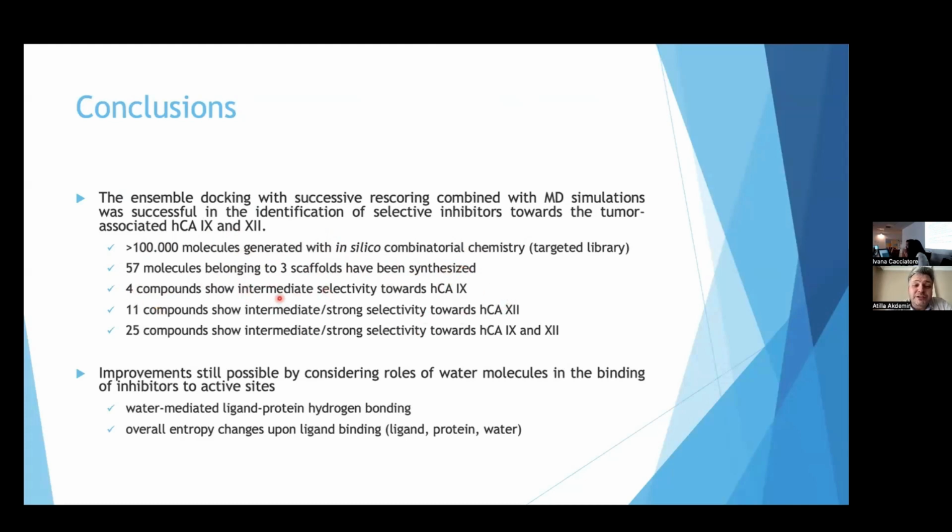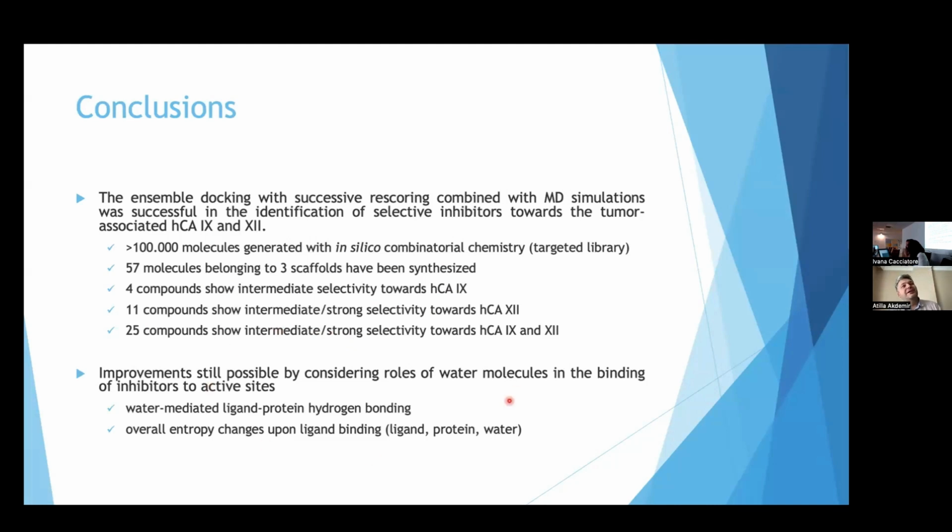4 compounds show intermediate selectivity towards 9. 11 compounds show intermediate to strong selectivity for 12. 25 compounds show intermediate to strong selectivity to 9 and 12. And that was the outcome of our virtual screening procedure.